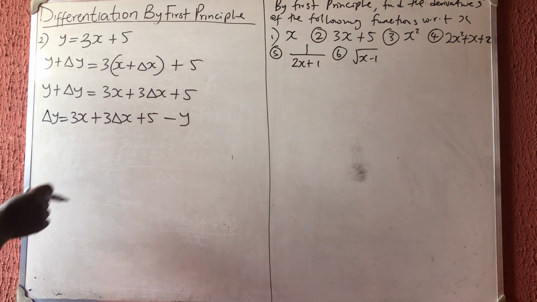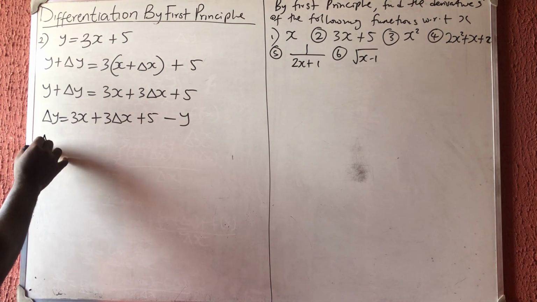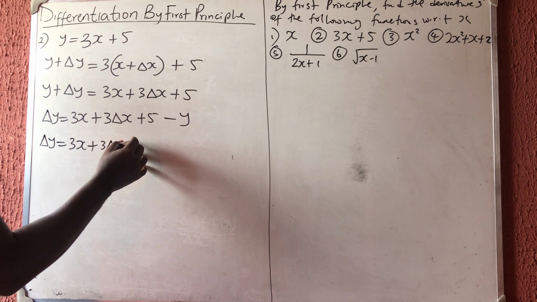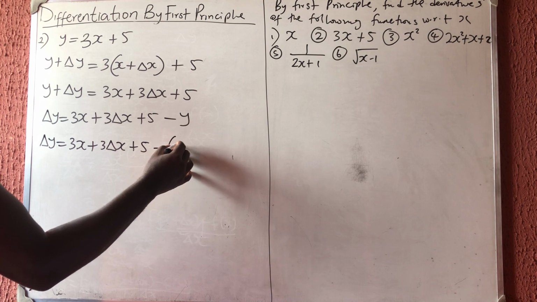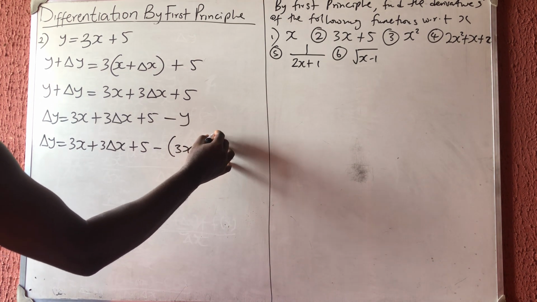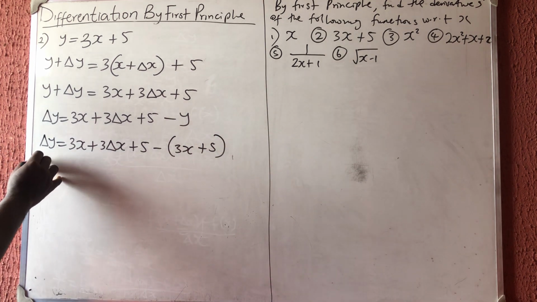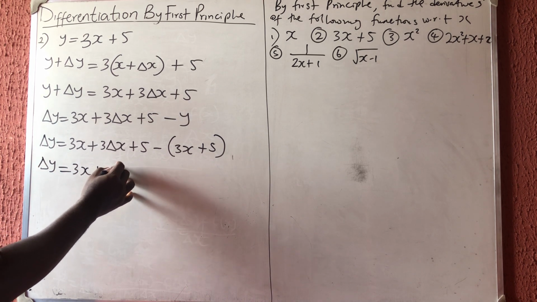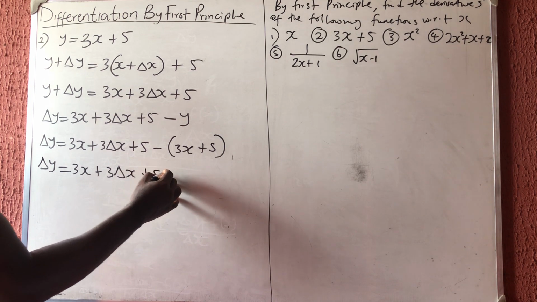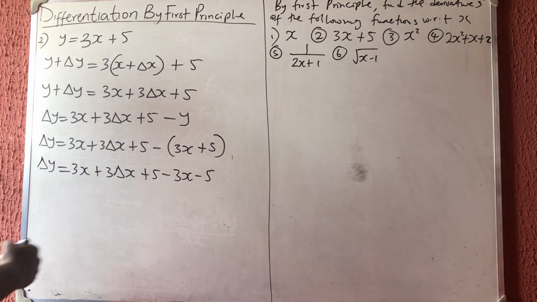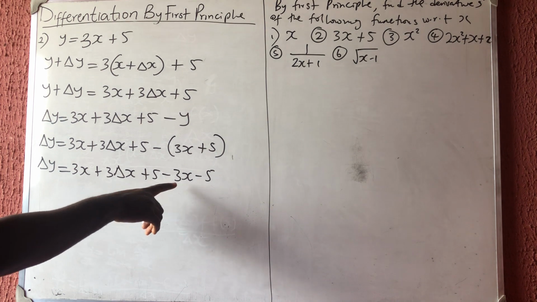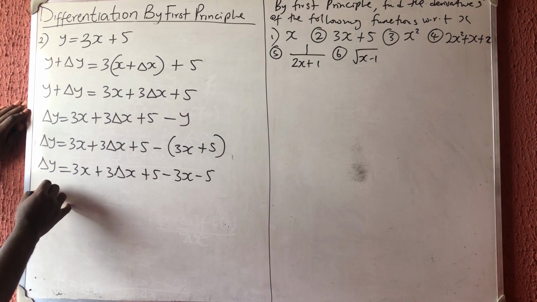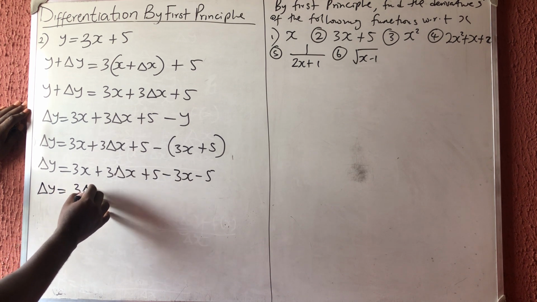Okay, don't forget what is your y. This is my y. I'm going to have that change in y is equal to 3x plus 3 change in x plus 5 minus 3x plus what? 5. So I'm going to have that change in y is equal to what? 3x plus 3 change in x plus 5 minus 3x minus 5. If you look at this, you see that 3x minus 3x is gone and 5 minus 5 is gone. So I am left with change in y is equal to what? 3 change in what? x.